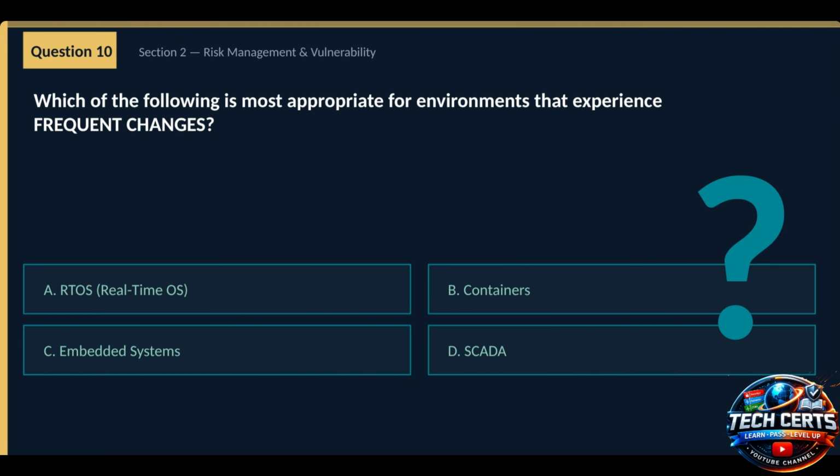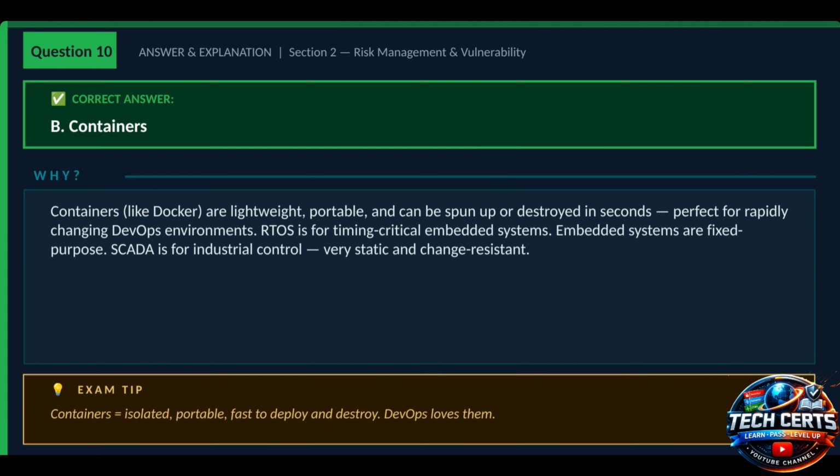Question 10. Which of the following is most appropriate for environments that experience frequent changes? The correct answer is B, containers. Containers, like Docker, are lightweight, portable, and can be spun up or destroyed in seconds. DevOps teams love them precisely because environments change constantly.